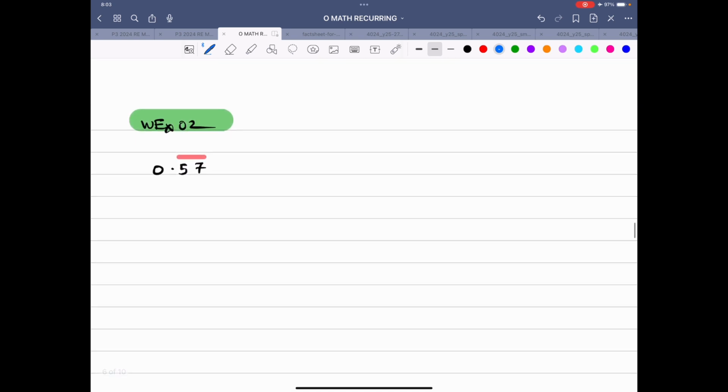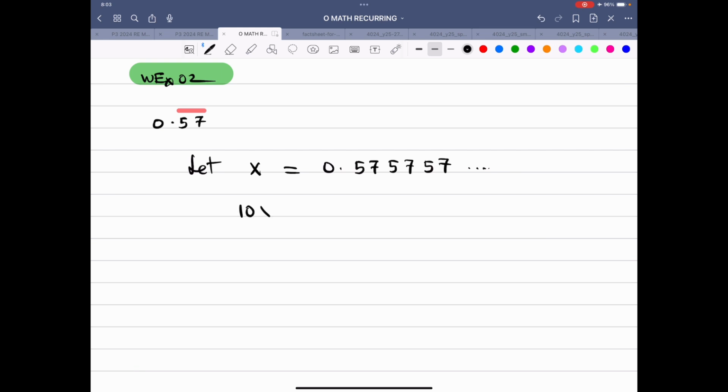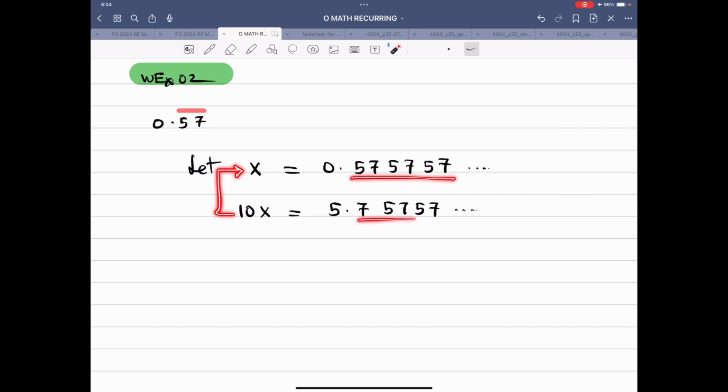Now the next example. This is 0.57. So let me write, let x equal 0.575757 and so on. Let me multiply this time by 10. 10x equals 5.7 and then 5757 and so on. Now focus over here. This time if I do the subtraction, it's of no use. Why is it of no use? Because these two things are different. Can you look at it closely? This is 57, 57, 57. This is 7575. This is not the same.